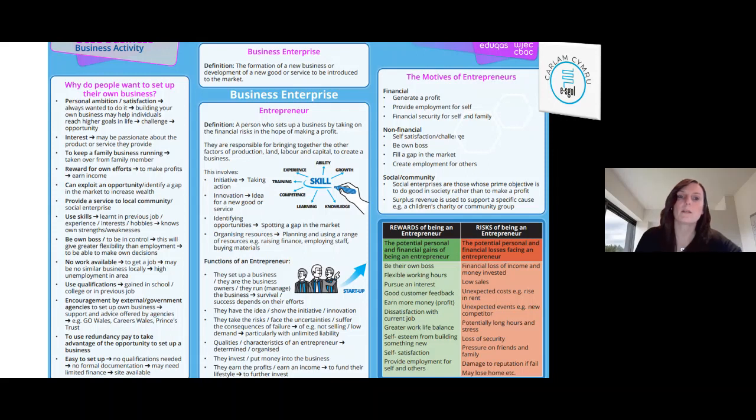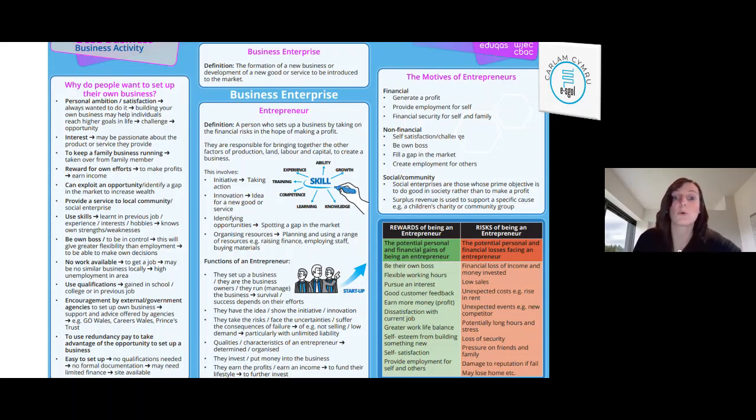Then you've got an entrepreneur. So what is an entrepreneur? That's a person who sets up a business by taking on financial risks in the hope of making a profit. They are responsible for bringing together the other factors of production, land, labour and capital, to create a business. So you've got characteristics of an entrepreneur. You might have a question about the characteristics of an entrepreneur, for example. So you've got things like initiative. They take action. They think of an idea and they put it into action. They're innovative, so they maybe have lots of good ideas. It might be that they identify opportunities, spotting a gap in the market.